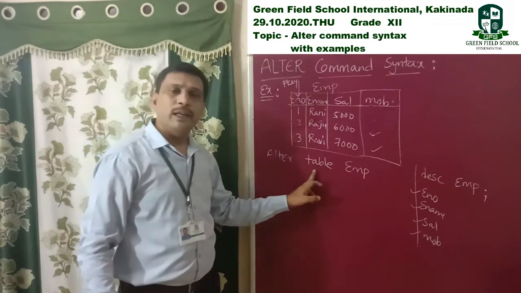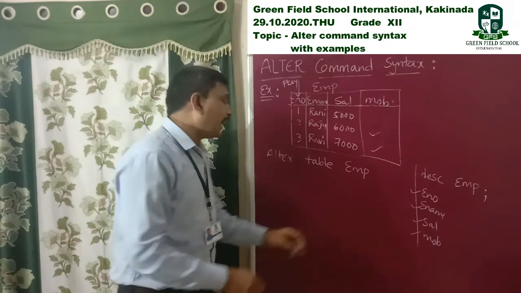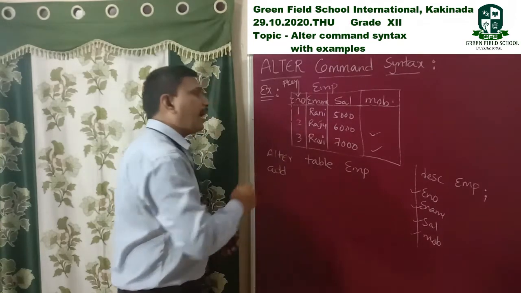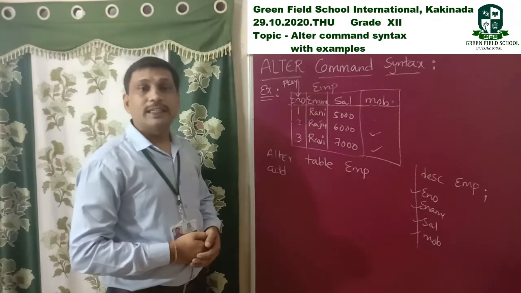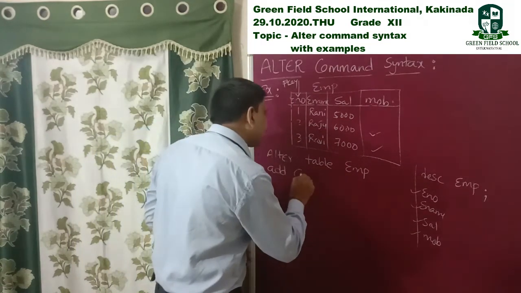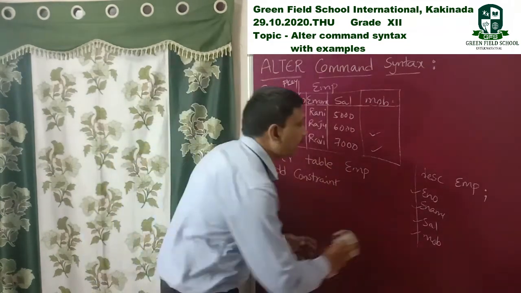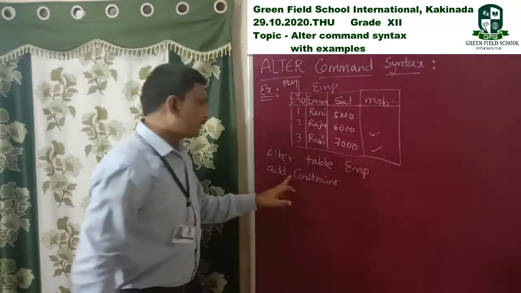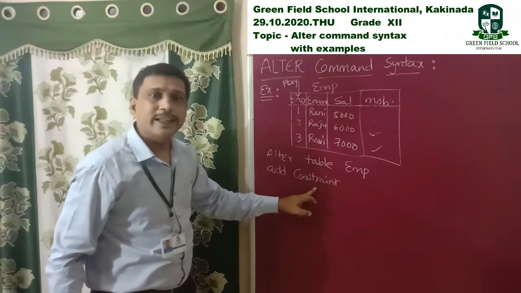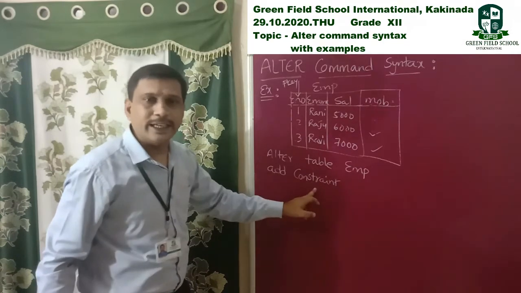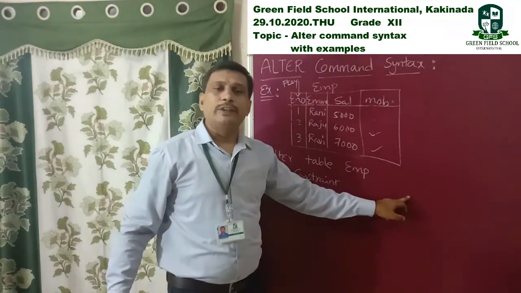ALTER TABLE table name. Here I specify the name of the table, emp. ADD. My interest is to add one constraint, that's why I specify ADD CONSTRAINT. CONSTRAINT is a keyword. Specifically we specify the constraint keyword here. So ADD CONSTRAINT, and then the constraint definition.